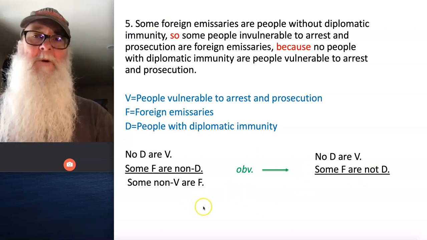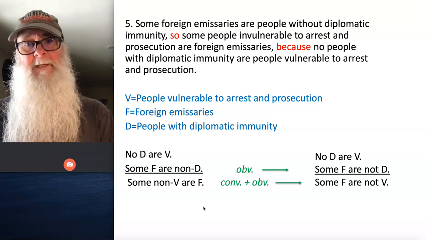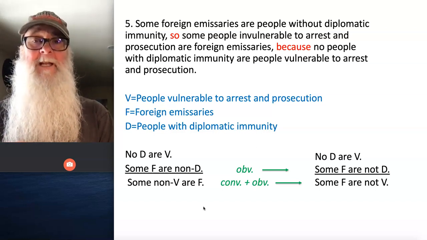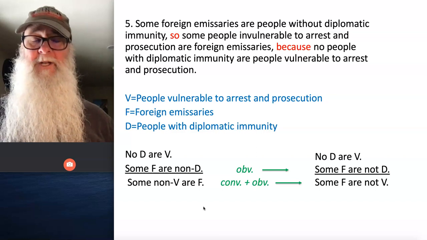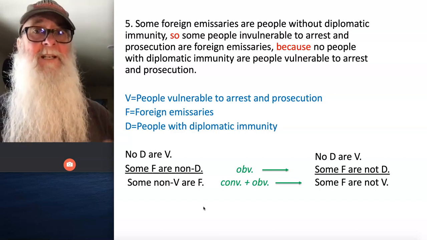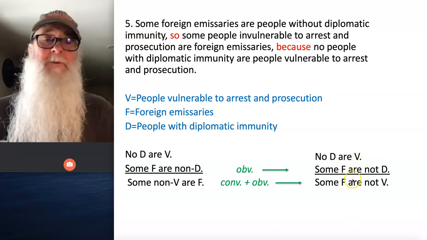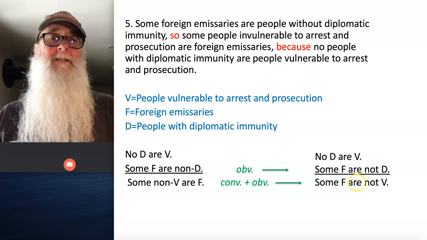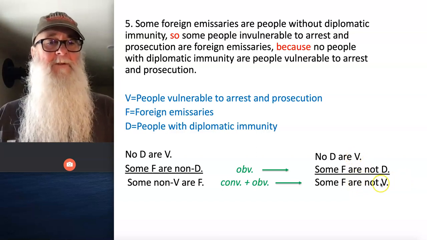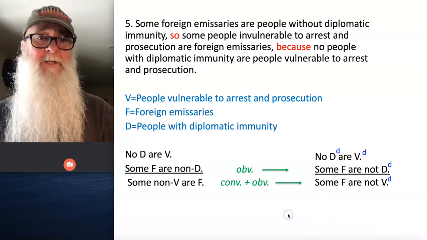Now the conclusion is going to require two steps. We're going to have to first convert "some non-V are F" to get the statement "some F are non-V," and then we can obvert that to generate the statement "some F are not V." So we've got to convert and then obvert, in that order, the conclusion statement, and then we'll have an argument that consists of three terms that appear exactly 2 times each in the same way each time they appear. We've got our major premise up here at the top, our minor premise here as the second premise, and we can now mark all of our distributed terms.